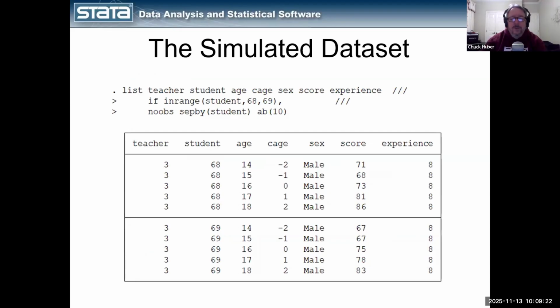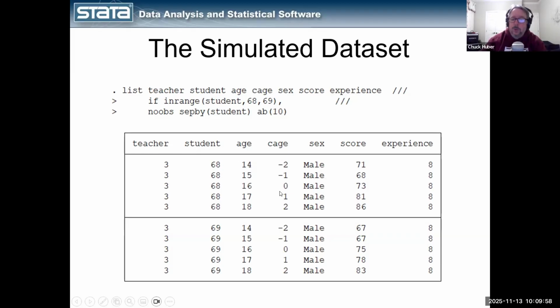So let's list some of the raw data just to get to know the data. If I were to list the first 10 observations, I've put them in two groups of 5 because the first 5 observations are all from the same student. So the top box here are all data for student 68. Student 68 is in teacher 3's classroom. Okay, so keep in mind all the first 5 observations are from student 68. So the 5 observations were measured at ages 14 through 18 for student 68. So 14, 15, 16, 17, and 18.